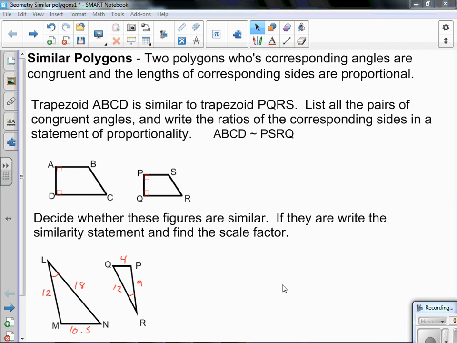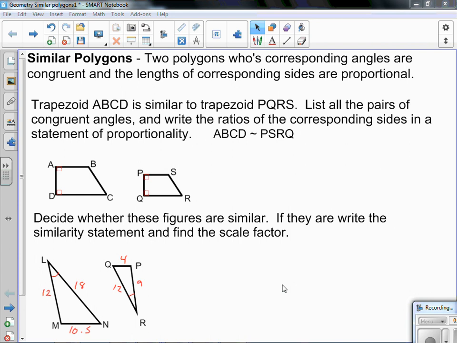All right, so today we're looking at similar polygons, which would be two polygons whose corresponding angles are congruent and the lengths of the corresponding sides are proportional. So all the corresponding angles are congruent, so that part of them is exactly the same. What's different is the sides are proportional.